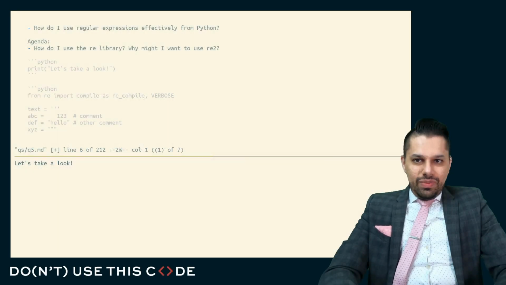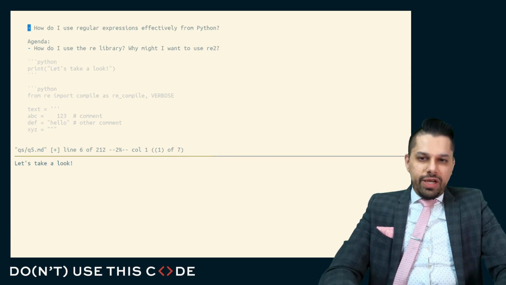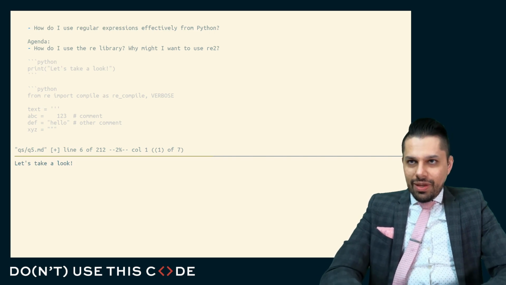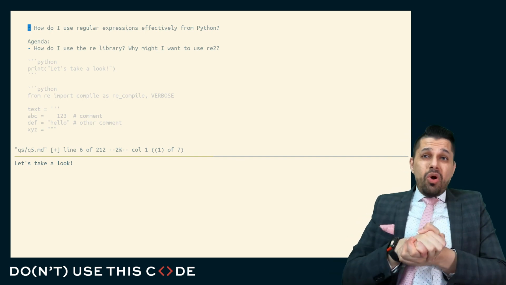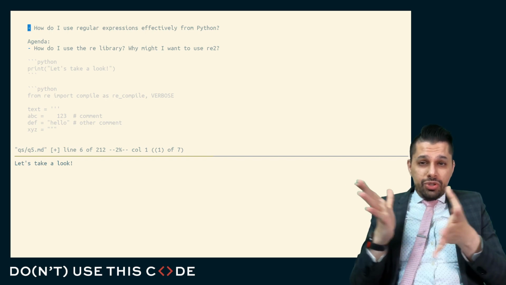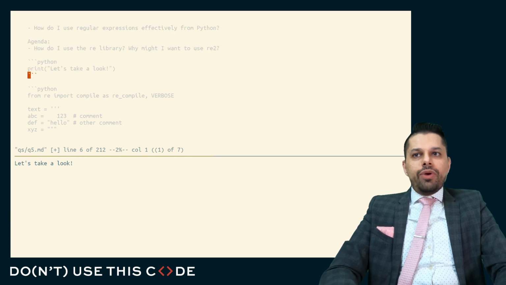In our next question, I want to talk about how we can use regular expressions effectively from Python, looking just at the Python use case. This question is titled, how do I use regular expressions effectively from Python? And I want to talk about the RE library. I want to talk about some alternatives to the RE library, the PCRE library and the RE2 library, which are third-party supported libraries. And I want to talk about some common strategies that you might run into.